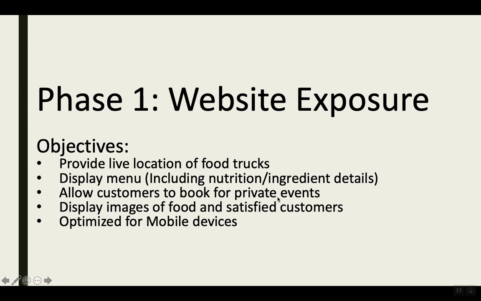Allow customers to book for private events, right? And then display images of food and satisfied customers. That's the pictures. This is businesses and food truck areas, but mostly businesses to get in line and get you scheduled up. And then optimize for mobile devices. In other words, it'll work seamlessly on mobile phones, all right?